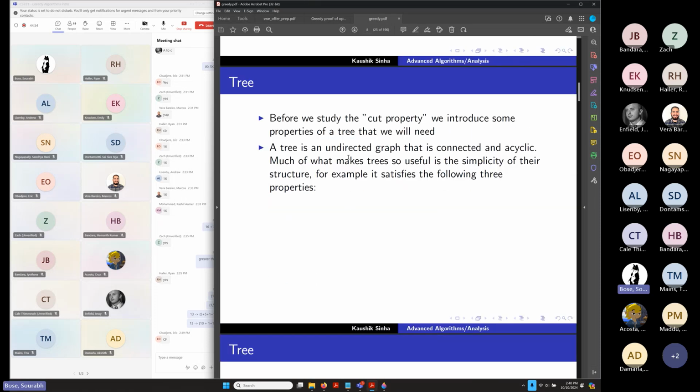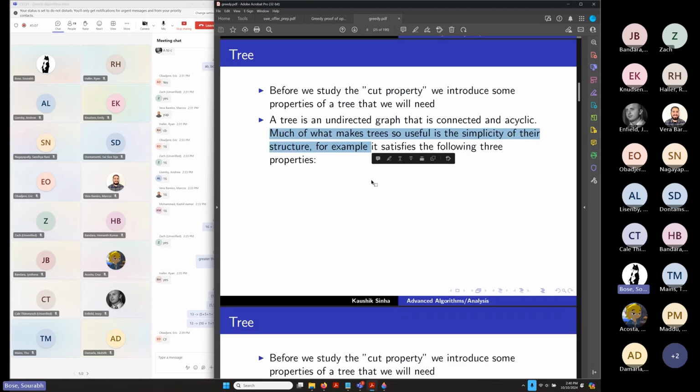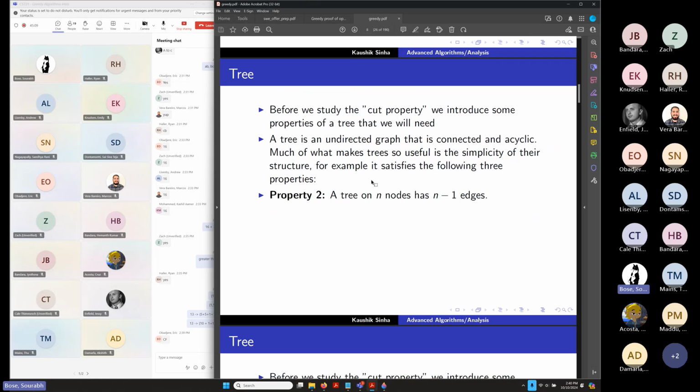Before we introduce the cut property, let us introduce some topics about trees. A tree is an undirected graph that is connected and acyclic. It satisfies the following properties. A tree on n nodes will have n minus 1 edges. Even a path of n nodes with a single path is a tree. It will have n minus 1 edges.